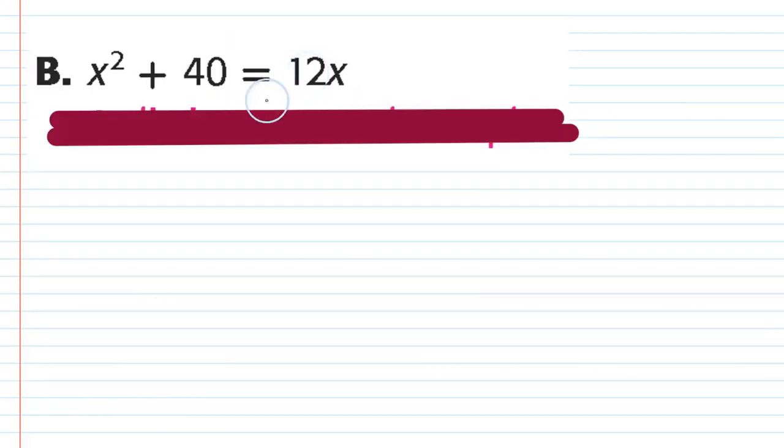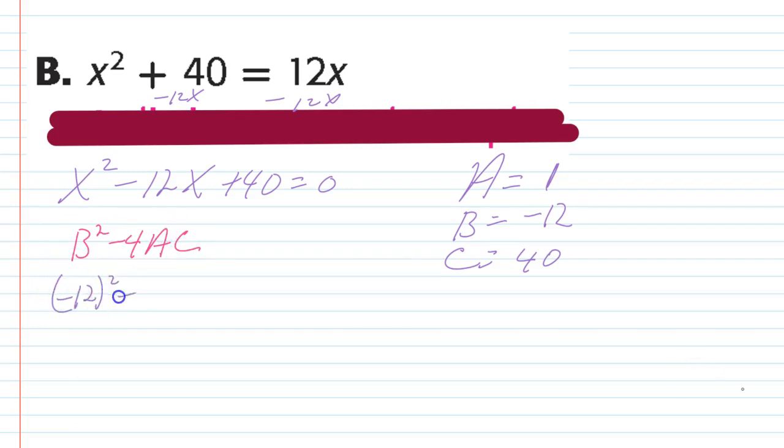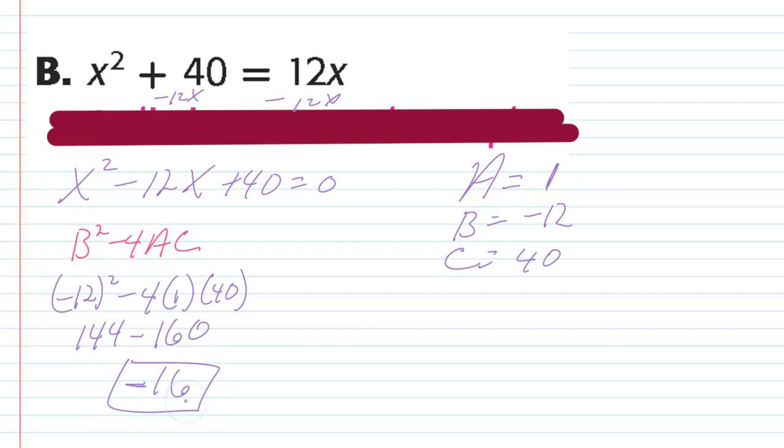Here's another one. Let's follow the same steps. Subtract the 12x to the other side, now list your ABCs, and then plug it into the discriminant, which gives you negative 12 squared minus 4 times 1 times 40. 144 take away 160 is negative 16. So our discriminant is negative 16.